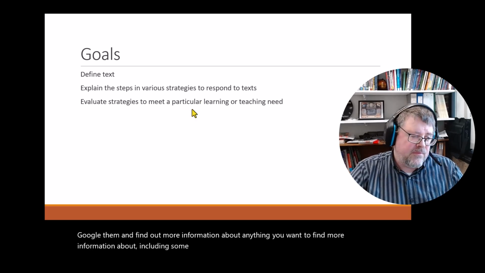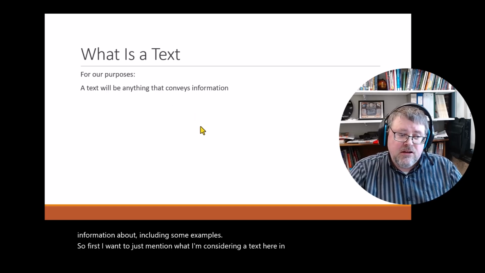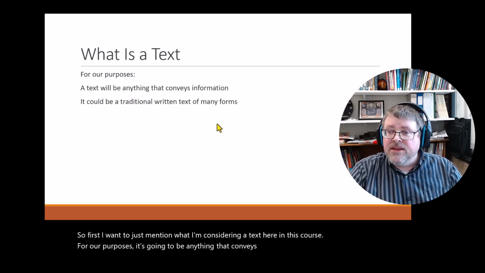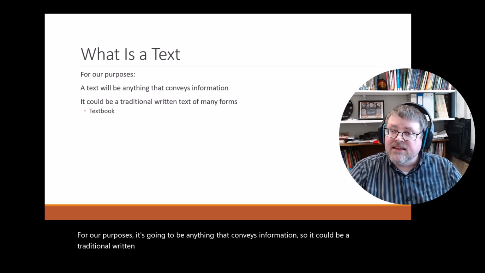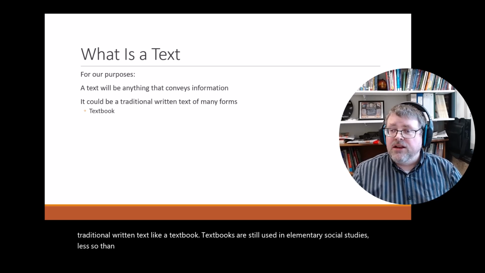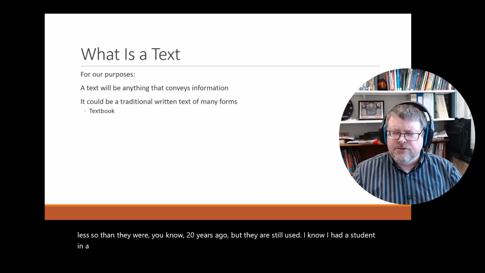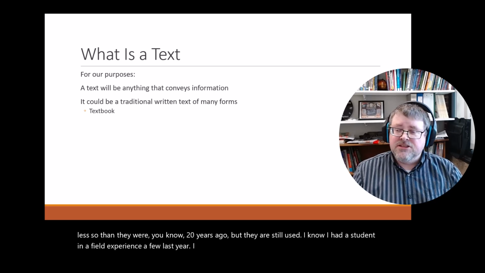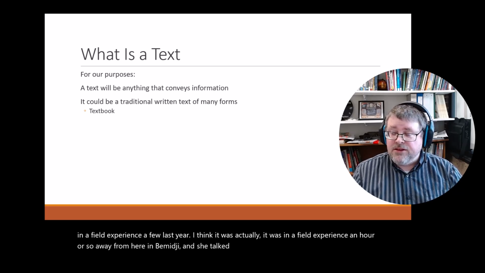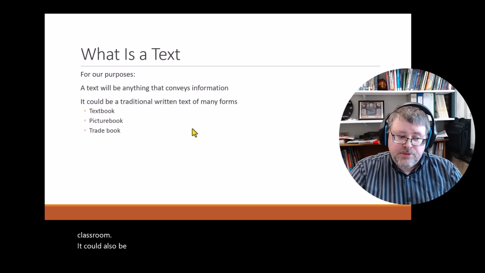So first, I want to just mention what I'm considering a text here in this course. For our purposes, it's going to be anything that conveys information. So it could be a traditional written text, like a textbook. Textbooks are still used in elementary social studies, less so than they were 20 years ago, but they are still used. I know I had a student in a field experience last year, an hour or so away from here in Bemidji, and she talked about how they use textbooks in their classroom.